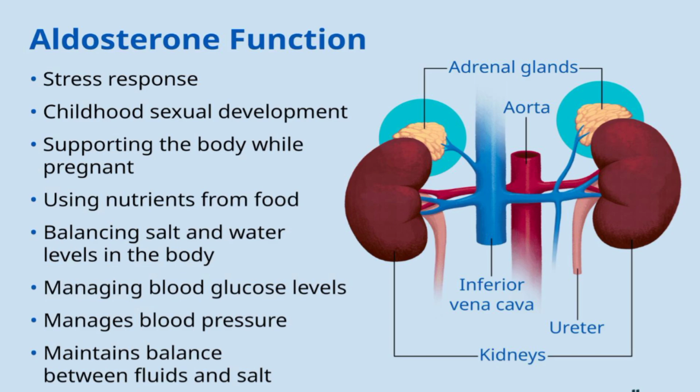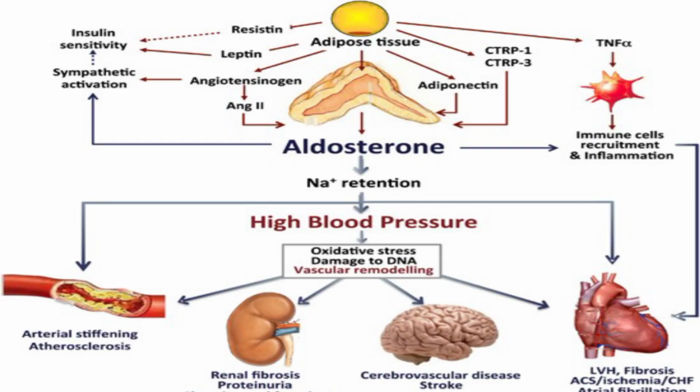So, aldosterone functions in the stress response, childhood sexual development, supporting the body while pregnant, using nutrients from food, balancing salt and water levels in the body, managing blood glucose levels, managing blood pressure, and maintaining balance between fluids and salt. So, this picture is also showing the effects of aldosterone. Aldosterone leads to sodium retention, causing high blood pressure in different medical conditions.